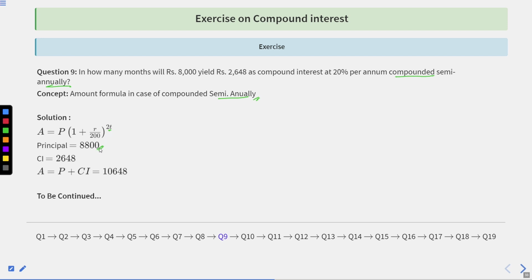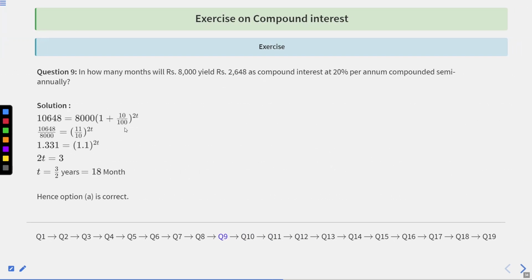So the principal is 8,000 and the compound interest is 2,648. So the amount will be equal to principal plus compound interest, that is 10,648. So 10,648 is equal to 8,000 times 1 plus 10 upon 100 to the power 2t. So 10,648 upon 8,000 is equal to 11 upon 10 to the power 2t. That is, 2t equal to 3. So t is going to be 18 months. So the correct option here is option A.